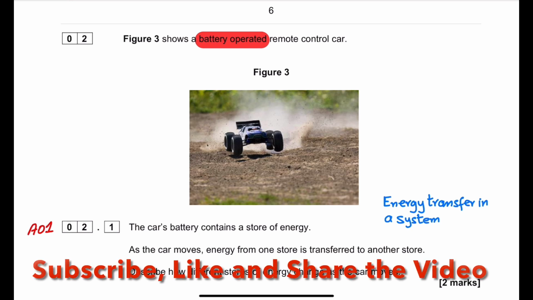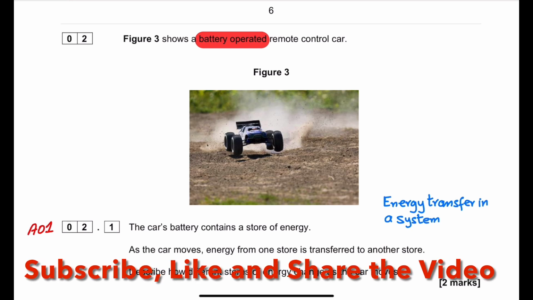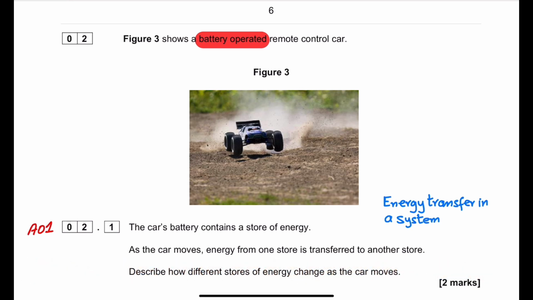Question number 2. Figure number 3 shows a battery operated remote control car. 2.1 is an AO1 question, and this question is from energy transfer in a system. The car battery contains a store of energy. As the car moves, energy from one store is transferred to another store. Describe how different stores of energy change as the car moves.